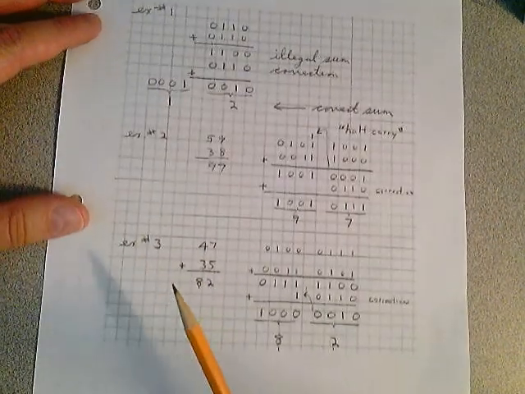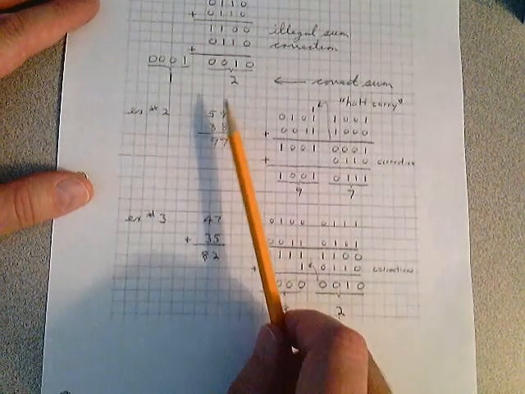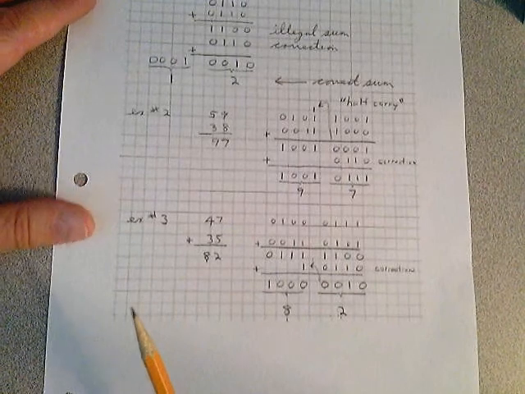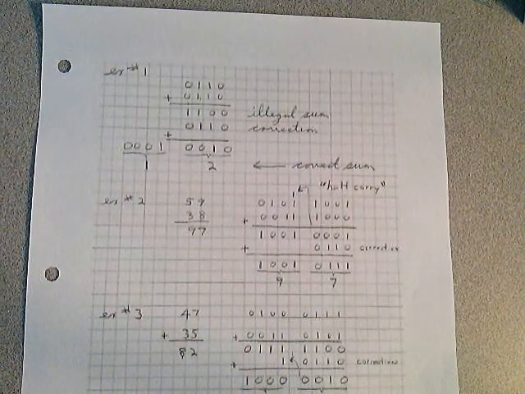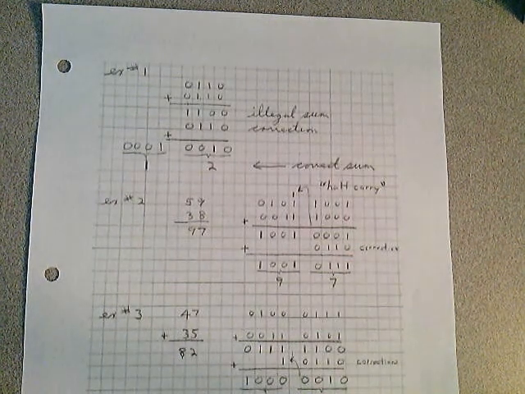What I'd like you to do is just pick a couple of these numbers on your own. Pick some decimal addition here and see if you can do it using BCD Arithmetic. And that concludes this lecture on BCD Arithmetic.